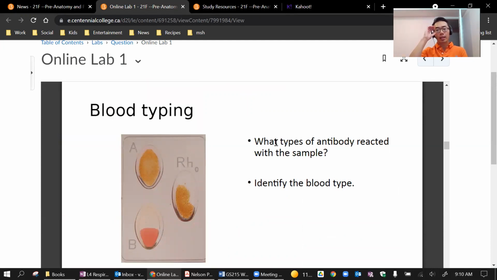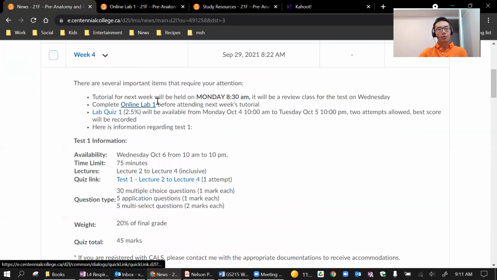In the tutorial class, if you do the lab first and then come, it will make more sense. We'll just be taking up the answers and you can ask questions. After the tutorial on Monday, you will be able to do the lab quiz. The lab quiz is based on the lab as well as the lecture material, some multiple choice questions, for all the lectures that we have done so far, including the cardiovascular system.